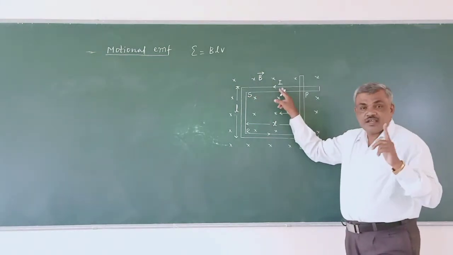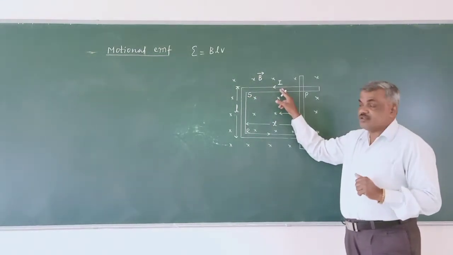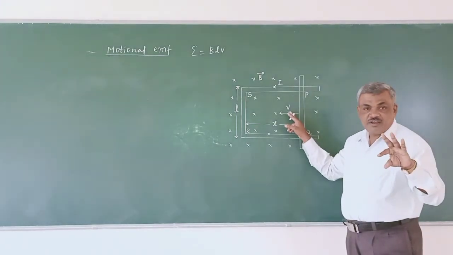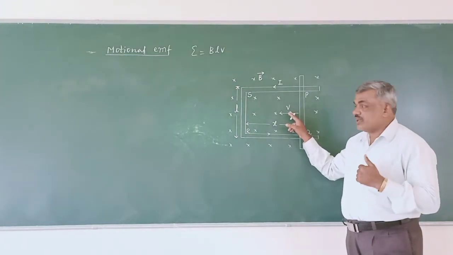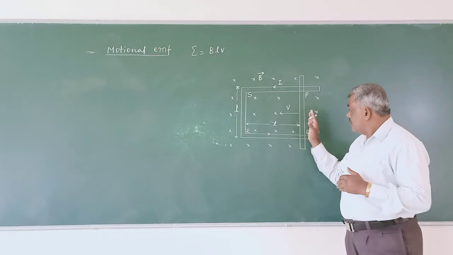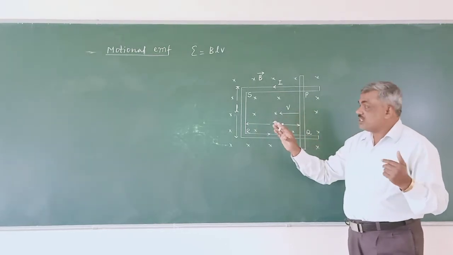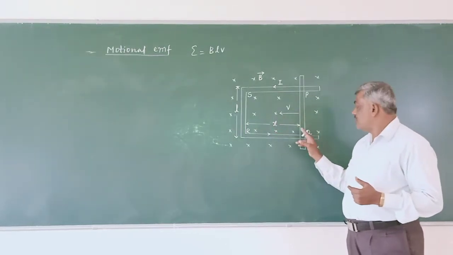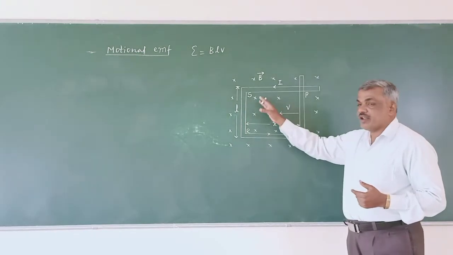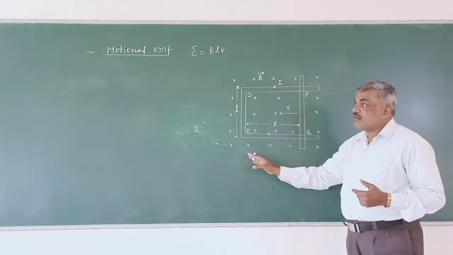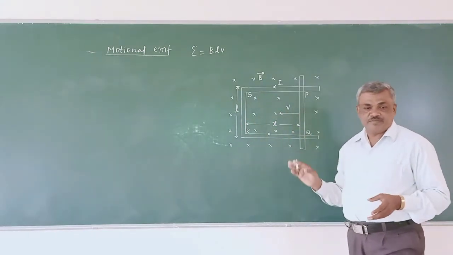I is the current in the conductor. v is the speed or velocity of the conductor. x is the distance covered by the conductor. So now PQRS is the diagram of motional EMF.